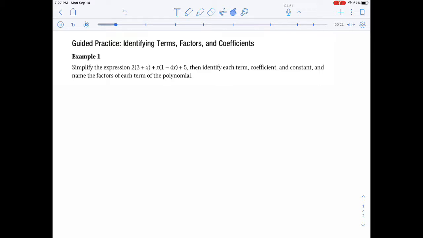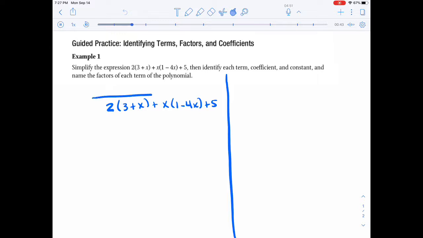First, I begin with recognizing that I need to simplify this expression. So on one side, I'm going to write the expression 2 times (3 plus x), multiplied by (1 minus 4x), and then plus 5. I make a little table here, and on the left side I'm going to call these my statements, and on the right side I'm going to label it as my reasons. So the first expression, that was given.